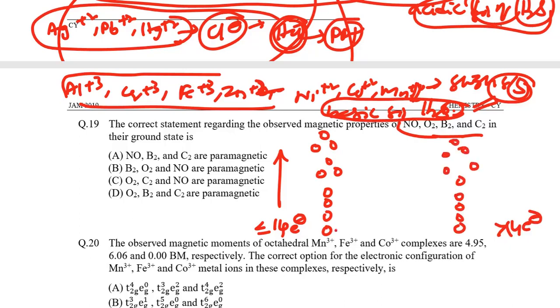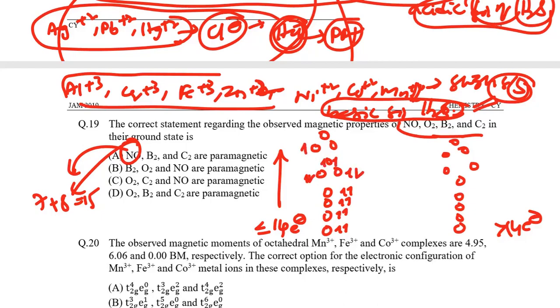Right now, so 2 here, 2 here, 2 here, we can fill like this. Now just check NO. In NO, nitrogen contributes 7 electrons, oxygen contributes 8 electrons, so total 15 electrons. Just fill them up: 2, 4, 8 and 9, 10, 11, 12, 13, 14 and 1 electron here in the anti-bonding orbital. So 1 unpaired electron is there, that's why NO is paramagnetic in nature.